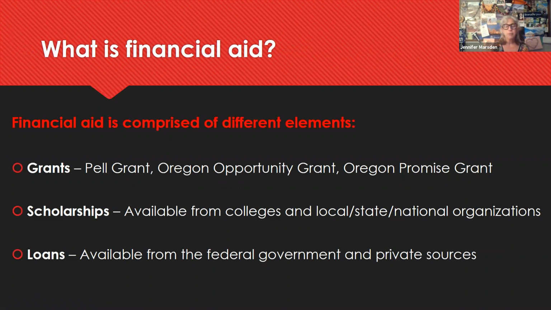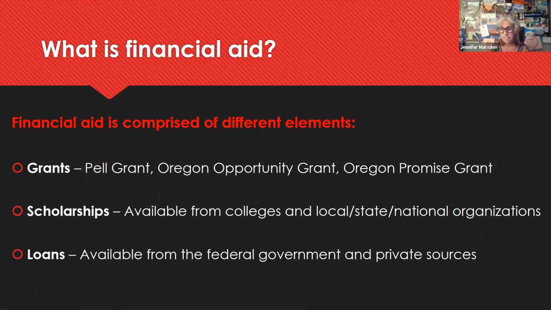Okay, so when people think about financial aid, they usually think about the free money you get, grants and scholarships, right? And they're great. There's lots of grants available to our students. There's federal grants, that's money that the federal government gives students to pay for college that they don't have to give back. The Pell Grant is the main one.